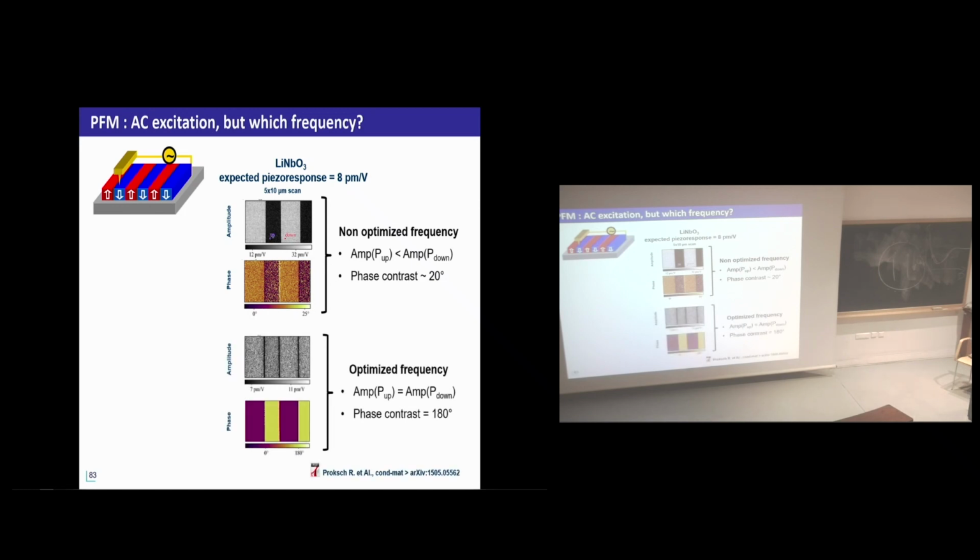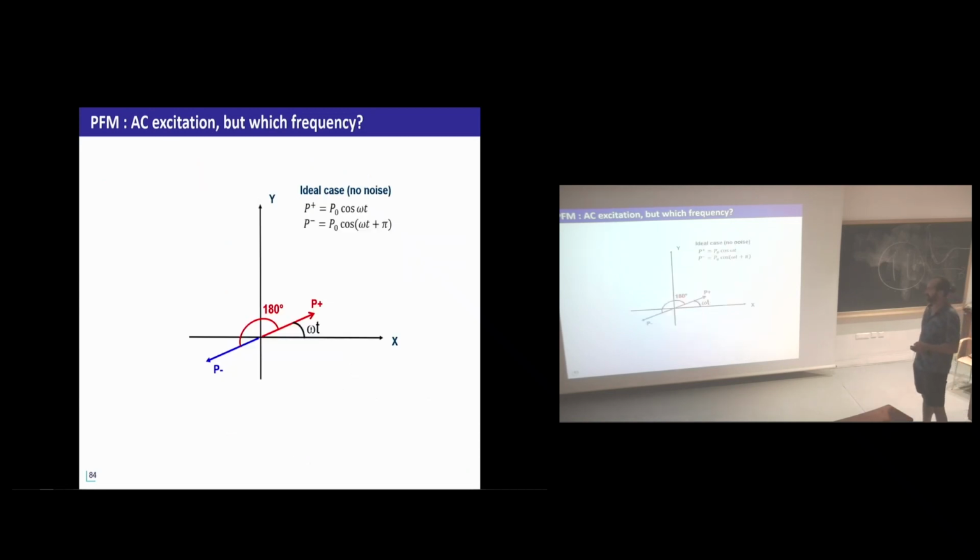If you use an optimized frequency for the really same sample in the really same machine, you can see that the amplitudes are the same for up and down domain, and the phase contrast is 180 degrees. What's going on there? In fact, it's a question of noise. Okay, but at a given frequency.